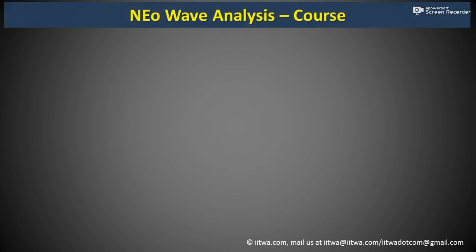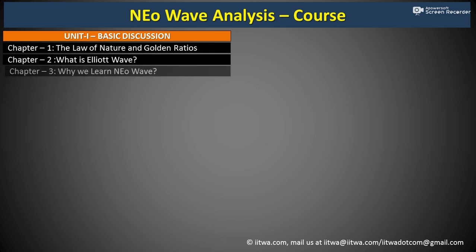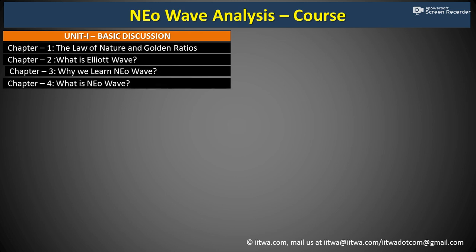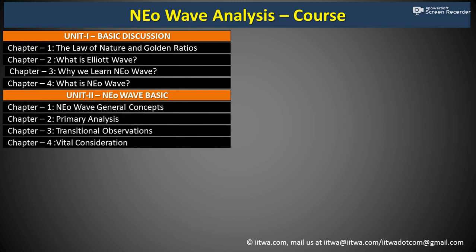In this course, you will go through 6 different units. Unit 1. Basic Technical Discussion. This unit is divided in 4 chapters, with some basic discussion of technical analysis, Elliott wave theory and neo-wave theory. Unit 2. Basics of neo-wave. This unit is also divided in 4 chapters, discussing basics of neo-wave theory.